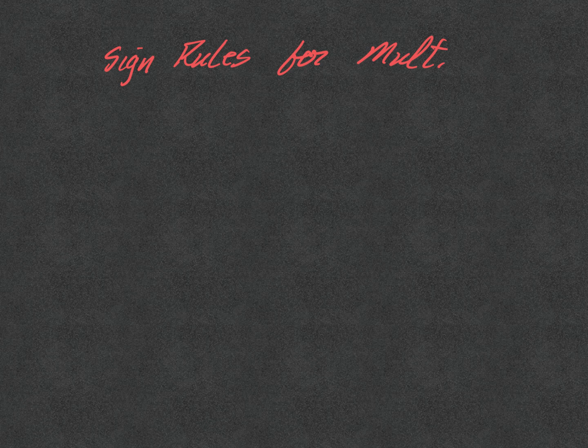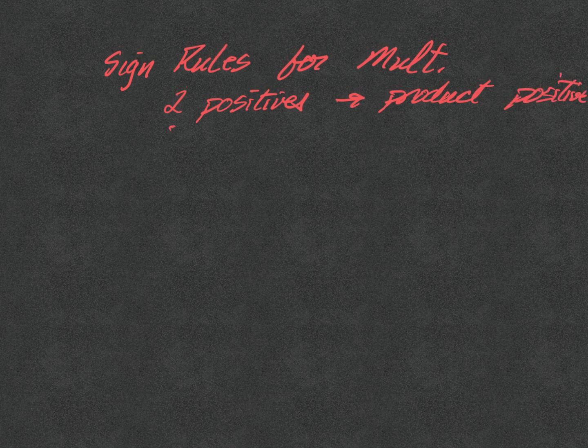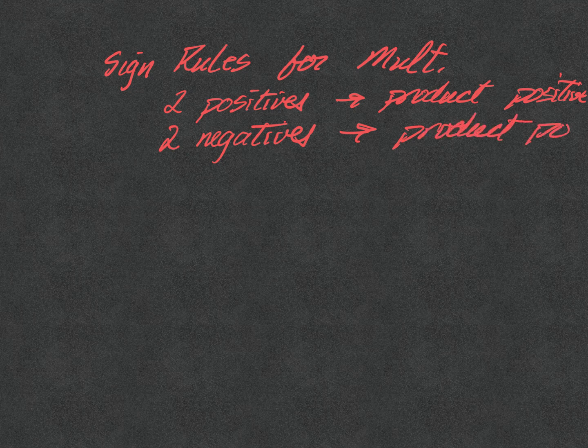If you multiply two positives, then the product will always be a positive. If you multiply two negatives, then the product will always be a positive. All right? And if you multiply one positive and one negative, then the product is negative.